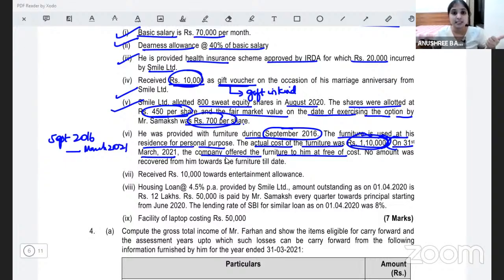September 2016 to September 2017, 1 year. September 2017 to September 2018, second year. September 2018 to September 2019, third year. September 2019 to September 2020, fourth year. September 2020 to March 2021, only a fraction of the year. I will ignore the fraction. I have 4 completed years. For these 4 completed years alone, we calculate wear and tear.